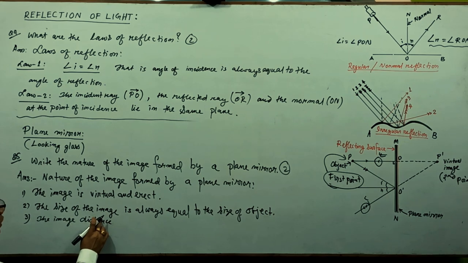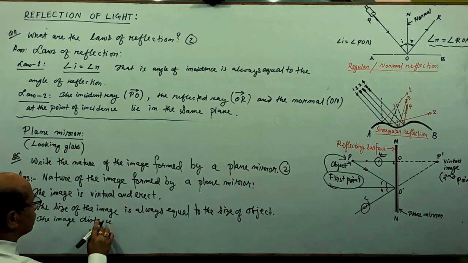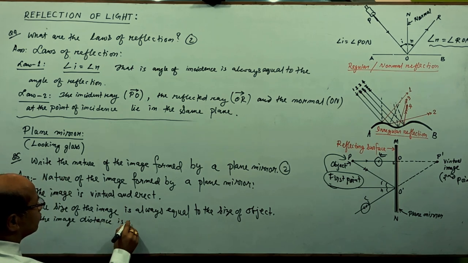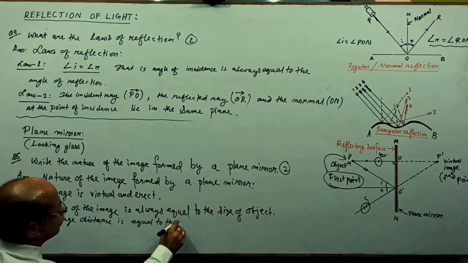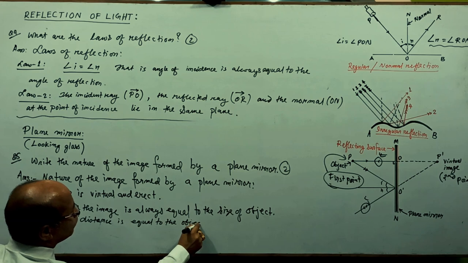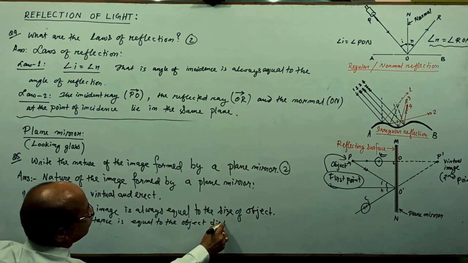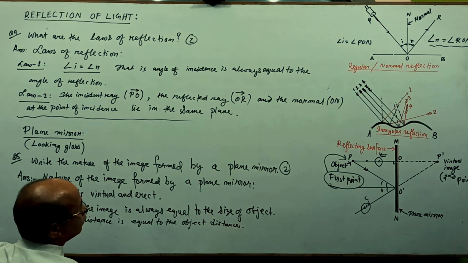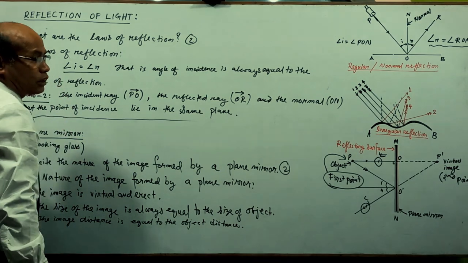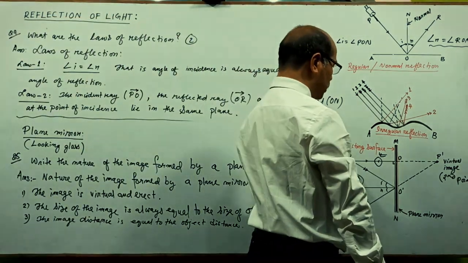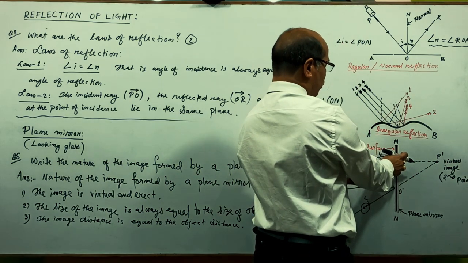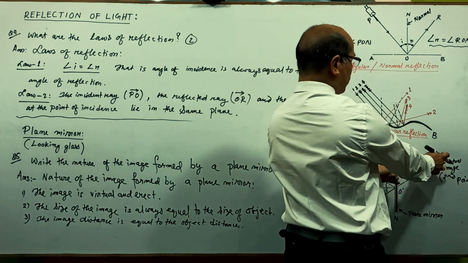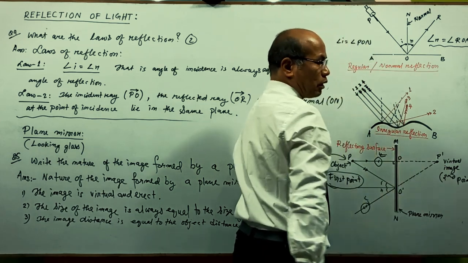The image distance is equal to the object distance. Image distance and object distance are equal. Image distance P is equal to object distance O.